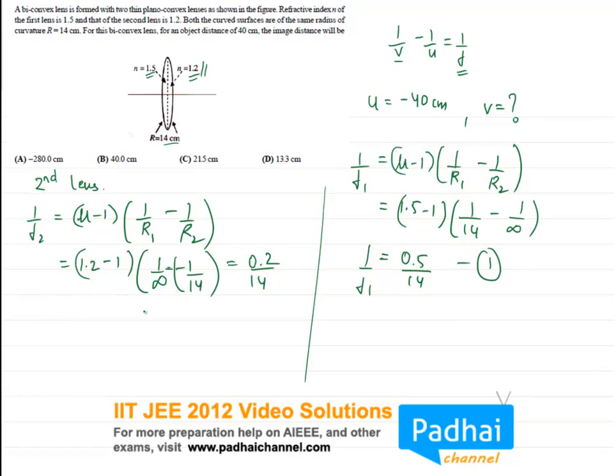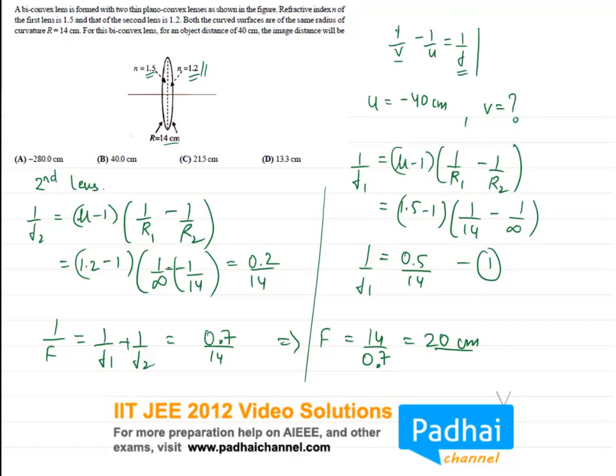Now for the combination of these two focal lengths, 1 upon f, which is the common, is given by 1 upon f1 plus 1 upon f2, which will be equal to 0.7 divided by 14. Or we can say that f would be equal to 14 divided by 0.7, which will be equal to 20 centimeter. We can solve this question by putting f and u in this formula, or otherwise it can be solved even without that. What we can see is the focal length is this much, 20 centimeter.